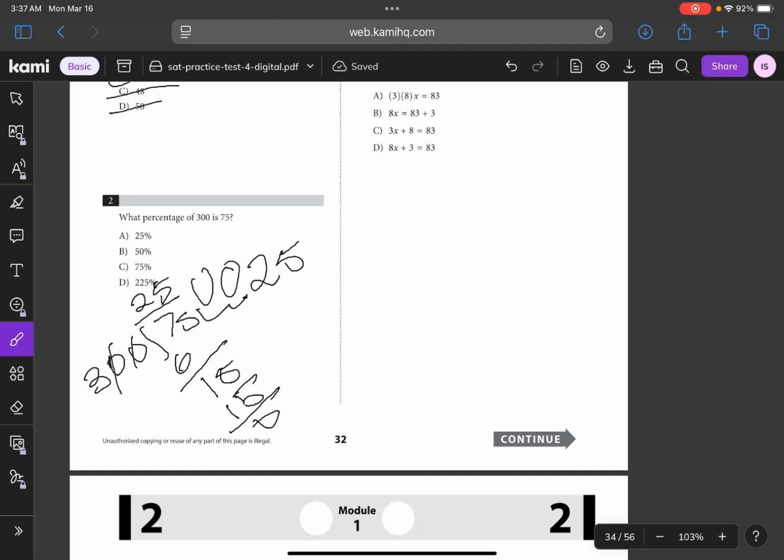25%. Another way we could solve this is, let's just think about it logically. So we know that 75 is 75% of 100, and we know that 300 is 3 times as big as 100. So if we know that 75 is 75% of 100, and we know that its number is 3 times bigger, then we would divide 75 by 3, and we would get 25. So that's another way to solve it.